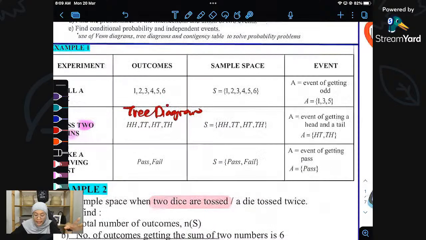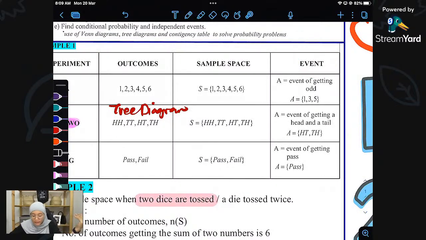Okay, and let's say the question is asking from you, find the event that getting a head and a tail. Therefore, there are 2 outcomes, a head or a tail. Sama ada you dapat head dulu baru tail, ataupun you dapat tail dulu barulah head. So these are the probabilities that it is going to happen if we toss 2 coins.